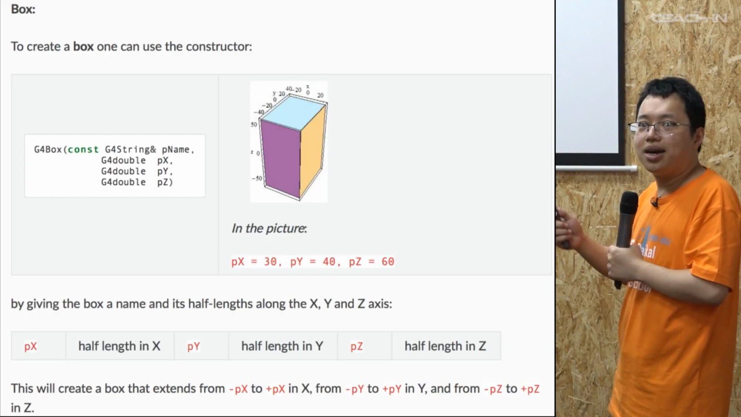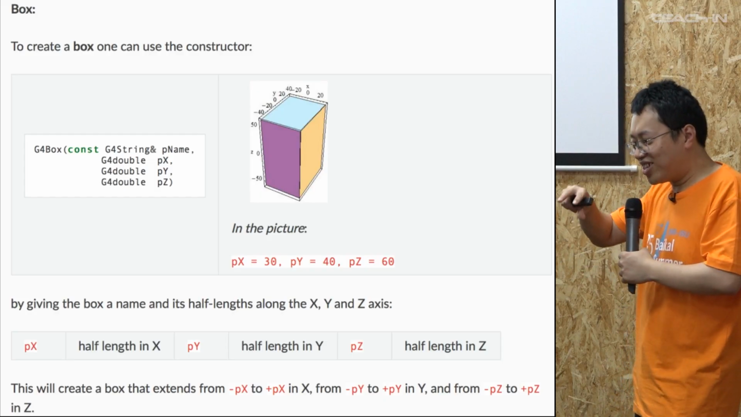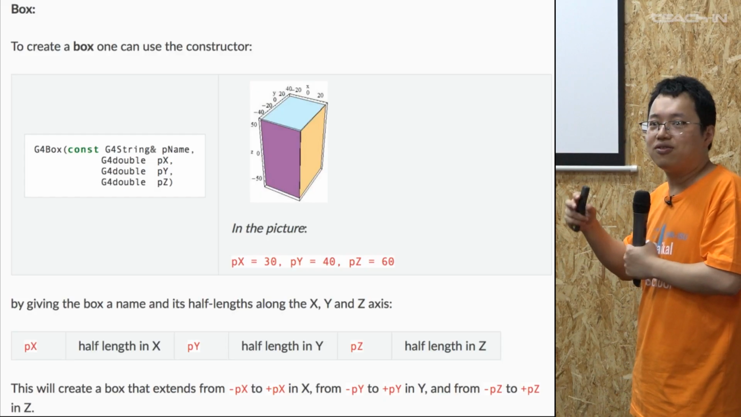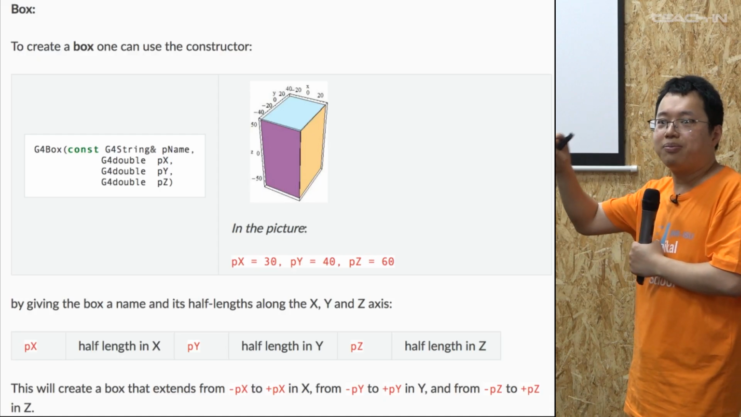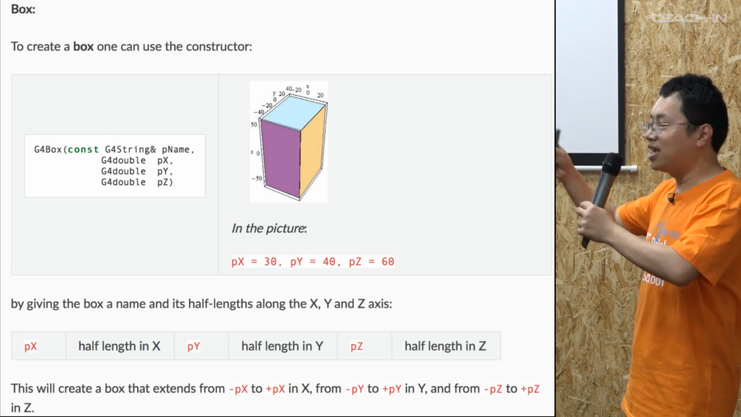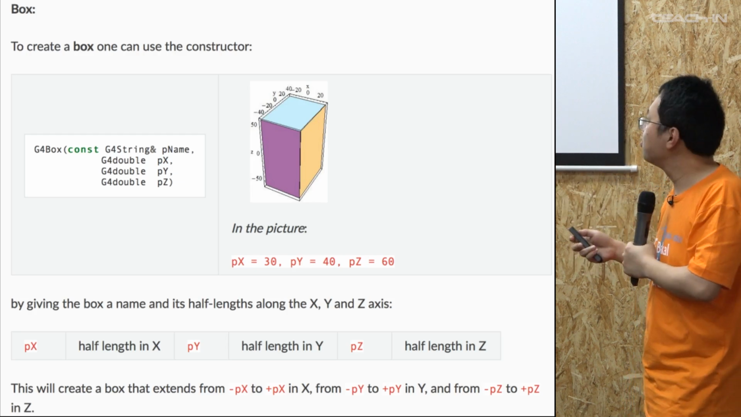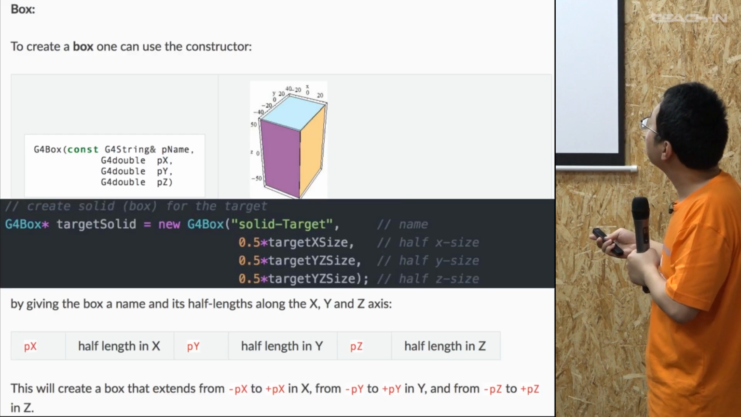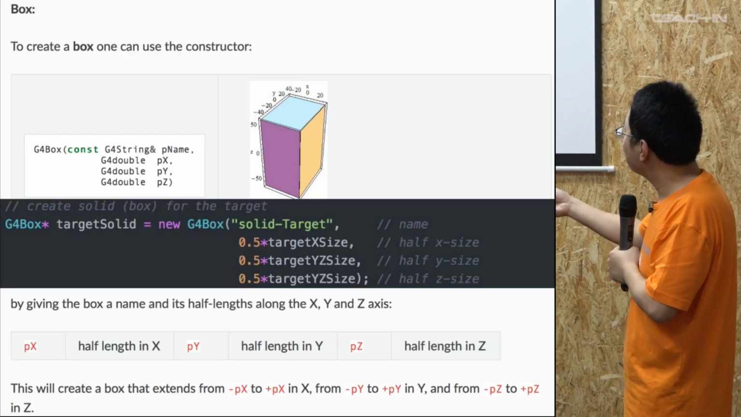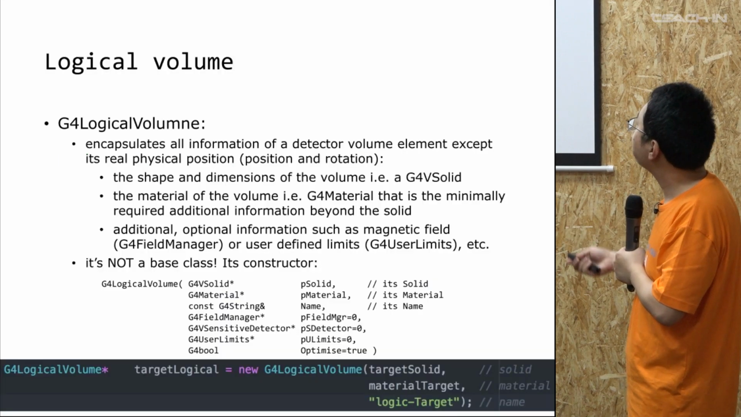When you do a very complicated construction of the detector, you always start from these very basic units, and then you try to combine them to make the complicated geometry. This is just an example here.